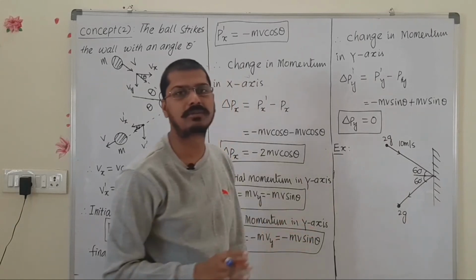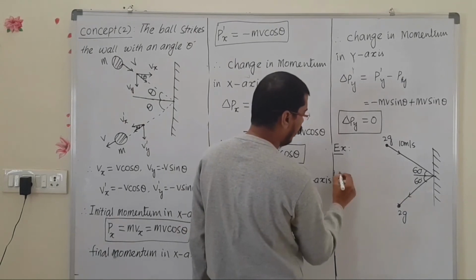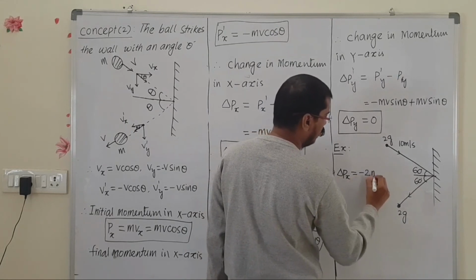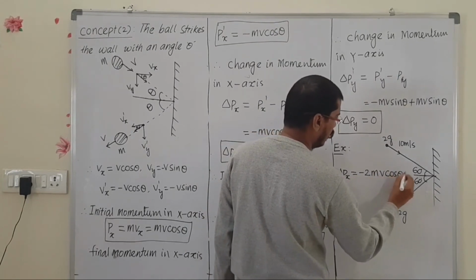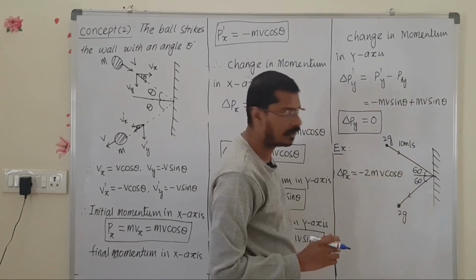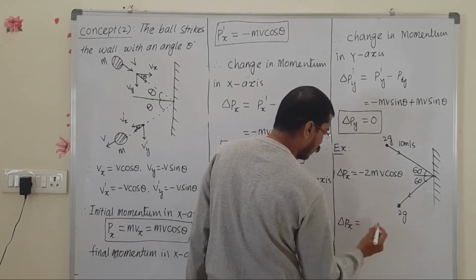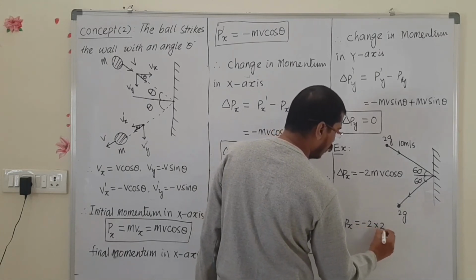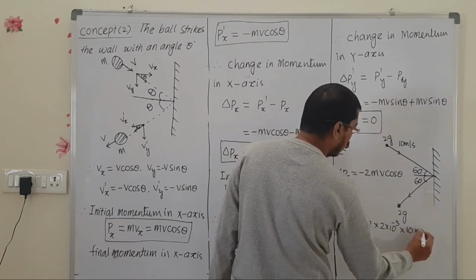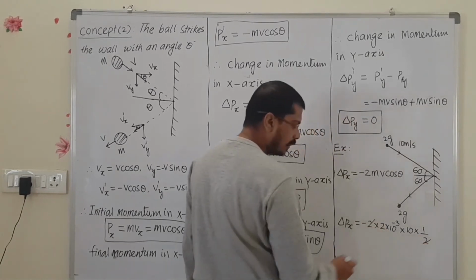Then we have to find the change in momentum along the x-axis as well as along the y-axis. Now if you want to find the change in momentum along the x-axis, what we have to find is minus 2 times mass into velocity into cos theta. The theta value is given as 60, mass is 2 grams and velocity is 10 meter per second. Now if I substitute the values, delta px is equal to minus 2 into 10 to the power of minus 3 into 10 into cos 60. Cos 60 value is 1 by 2. 2 will be cancelled.